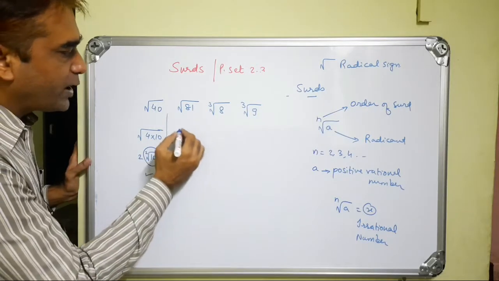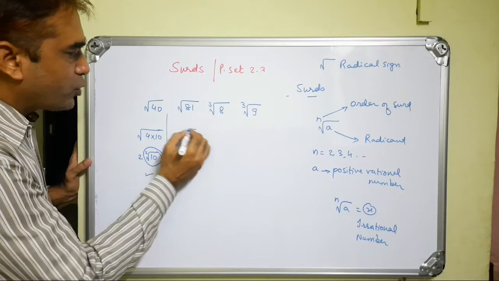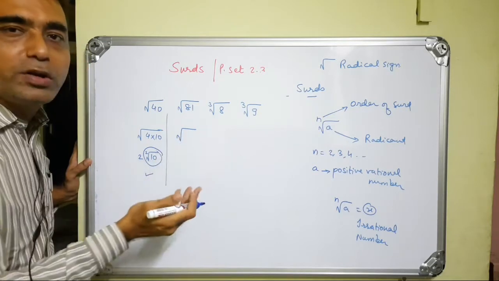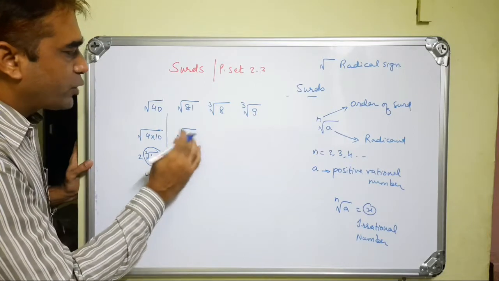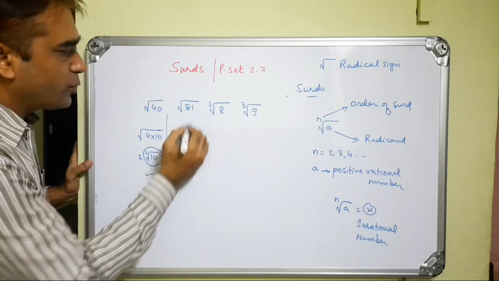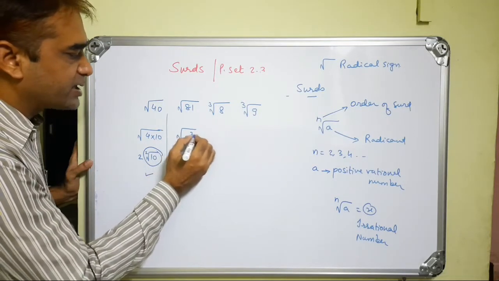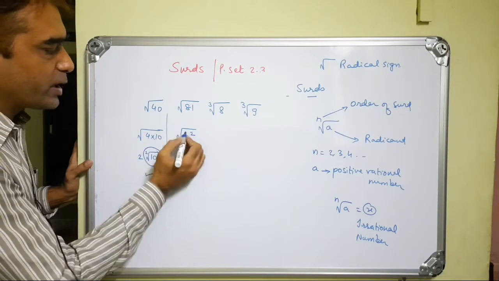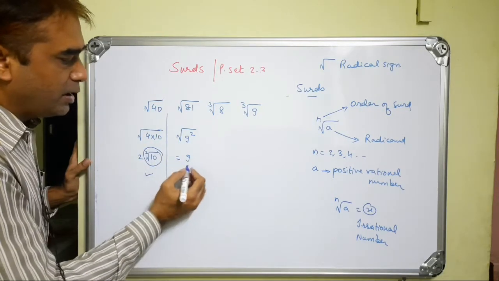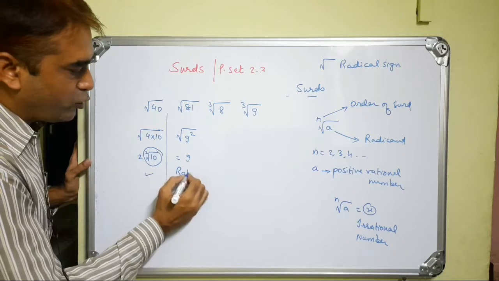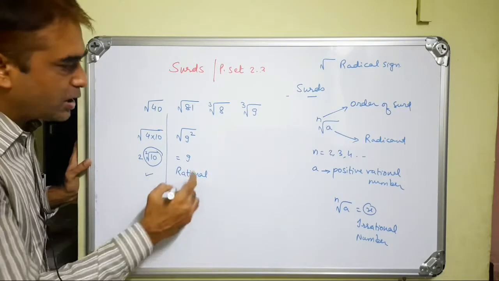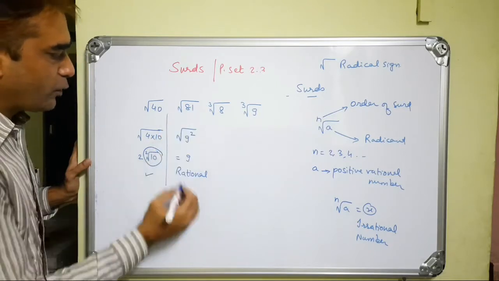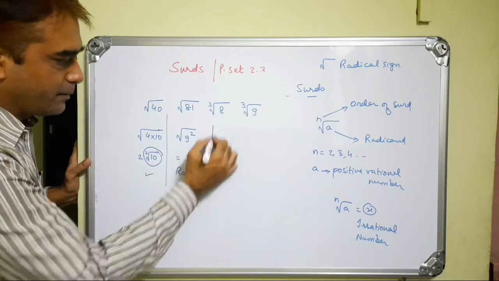What is the square root of 81? We know that square root of 81 is 9. This can also be written as 81 equals 9 square. So square and square root cancel out, and the value is 9. As the value is a rational number, therefore square root of 81 is not a surd.